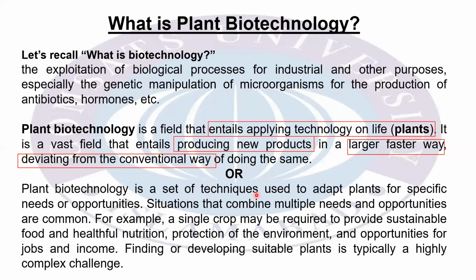There's another definition that I have taken from the World Wide Web. Plant biotechnology is a set of techniques used to adapt plants for specific needs or opportunities. For example, a single crop may be required to provide sustainable food and health nutrition, protection of the environment, opportunities for jobs and income, because it's an industry. And when you have an industry going well and coming into boom, there will be jobs and there will be income coming into the country.